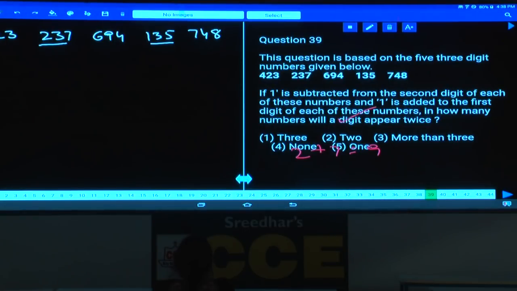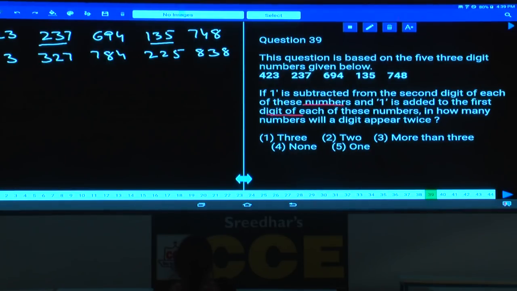Then 39. Now if 1 is subtracted from the second digit of each of these numbers and 1 is added to the first digit of each of these numbers, then in how many numbers will a digit appear twice? Now 1 is added to the first one, this will be 5, and 1 is subtracted from the second one, that means it must be 513. Here this is 327, and 1 is subtracted and 1 is added, this will be 784, and this is 225. Here it will be 838.